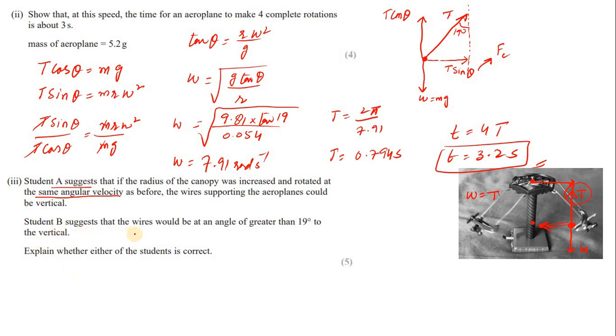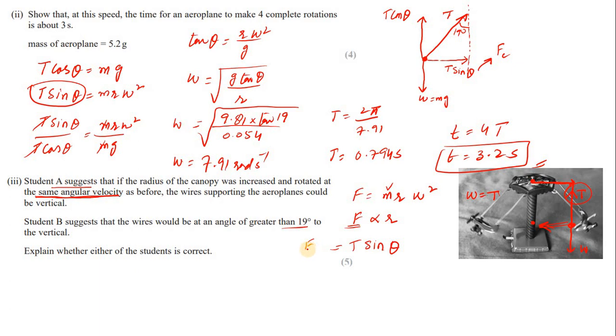Now student B is suggesting there would be an angle greater than 90 degree. So if R is increased, we know that F is equal to mr omega square. The angular velocity is the same, mass is the same, so the centripetal force depends upon the radius. So if radius is increasing, that means centripetal force is increasing. So we know that the centripetal force in this case is T sin theta. This is the centripetal force.